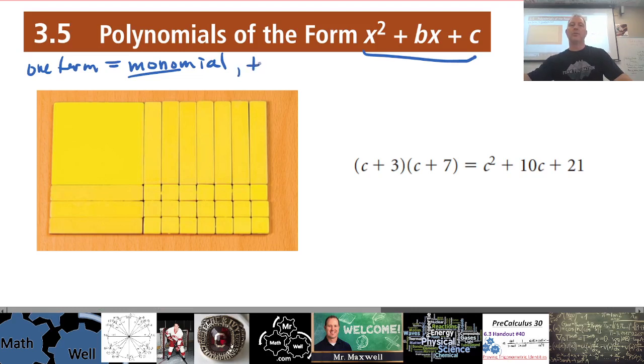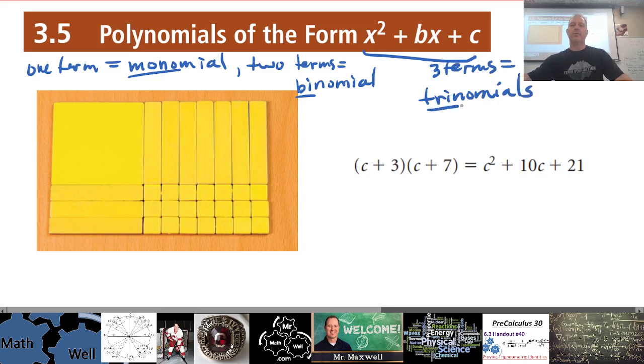Two terms, what's that called? Do you remember? Yeah, it's binomial. That's right. Bi means two. Bicycle, 2 tires. Okay, 3 terms is called a? Trinomial. Excellent. Trinomial. So we are going to be factoring trinomials.